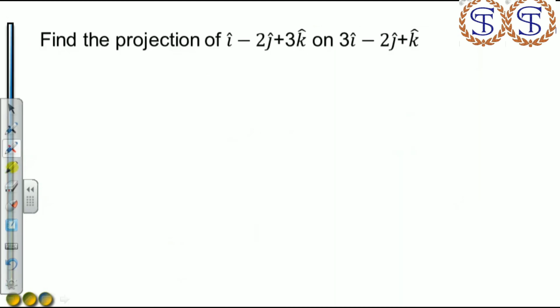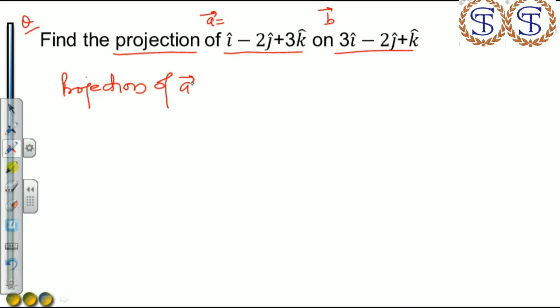Now let's take one more question. In this question, find the projection of this A vector on B. So first of all, tell me what is the formula to find this projection? Yes, we have the formula to find the projection. What is the formula? Projection of A vector on B vector is A dot B upon B modulus. This is the formula to find the projection of A on B, that is A dot B upon B modulus.